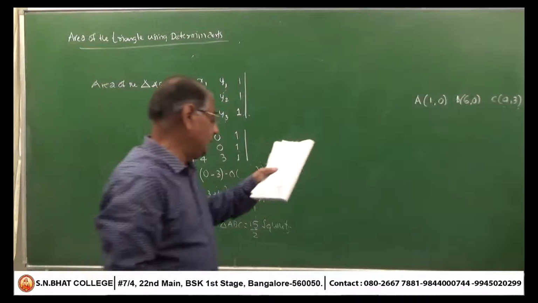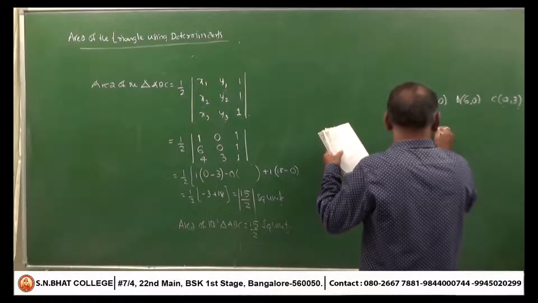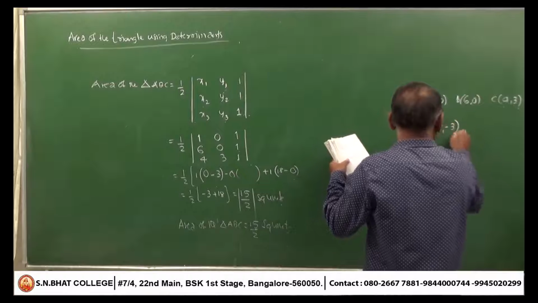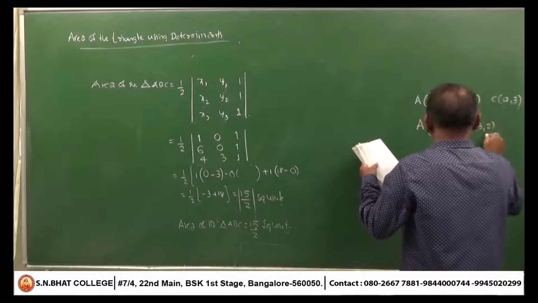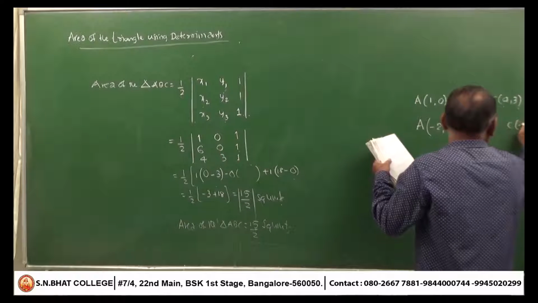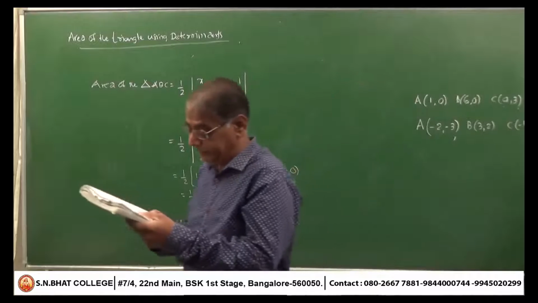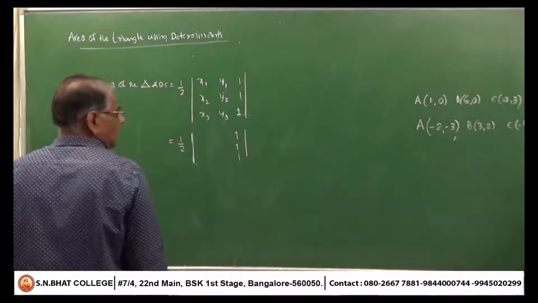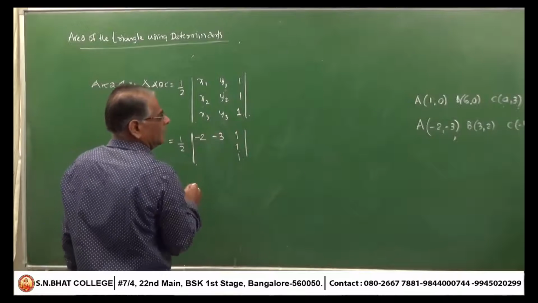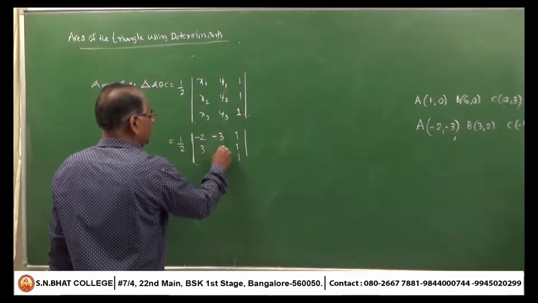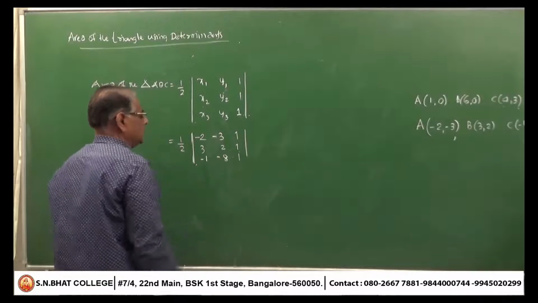Next question is find the area of the triangle where A is minus 2 comma minus 3, B is 3 comma 2, C is minus 1 comma minus 8. Try this problem, tell me the answer. This is minus 2, minus 3, 1, 3, 2, 1, minus 1, minus 8.